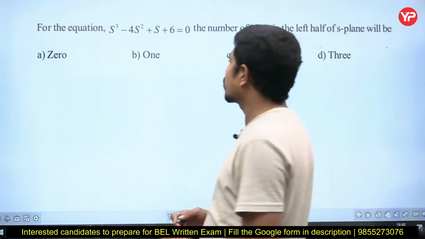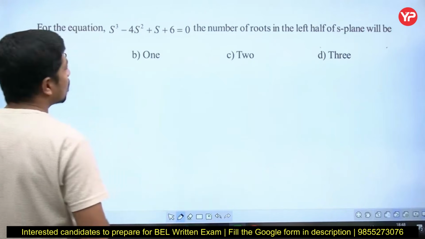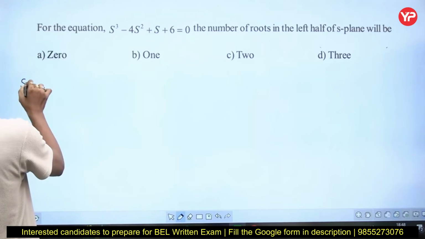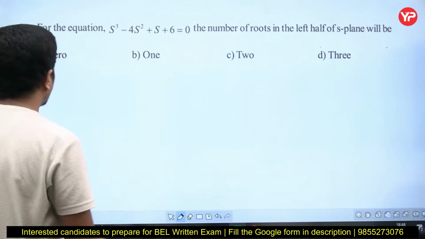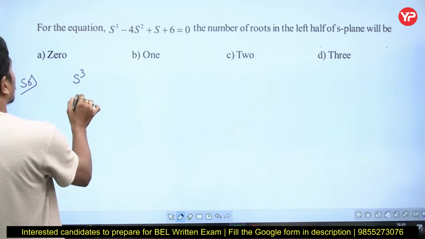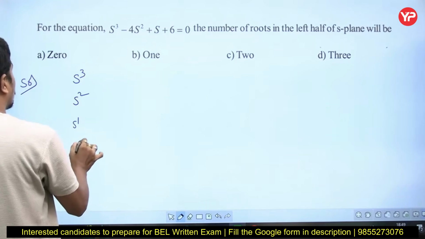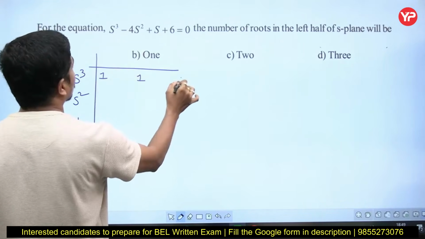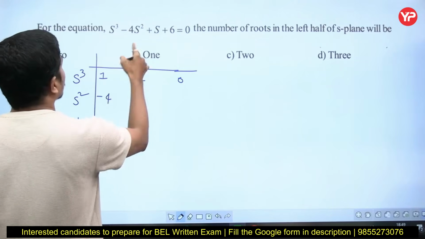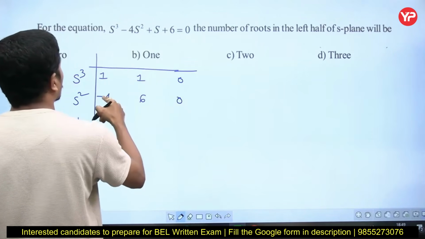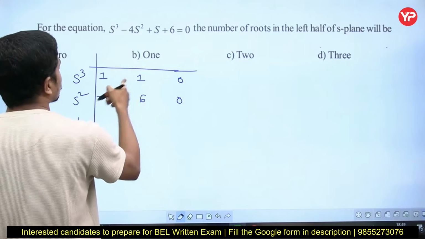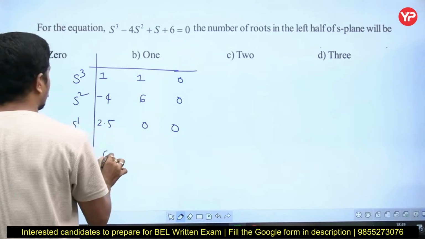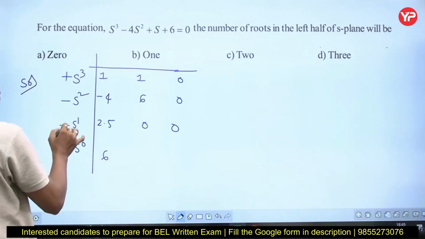Next question. S cube minus 4s square plus s plus 6 is equal to 0. The number of roots that lie in the left half of S plane. Here also observe carefully. Yes, s cube, s square, s power 1, s power 0. Apply RH criteria. Tell me how much it is. 1. 4 you leave, 1 you take, nothing is there, 0. Minus 4 you take, then S1 you leave, 6 it is 0. Minus 4, okay, minus 6. Minus 4, minus 6, minus 10 by minus 4, it is 2.5. This is 0, this is 0. Last one is 6. This is plus, this is minus, this is plus, this is plus.